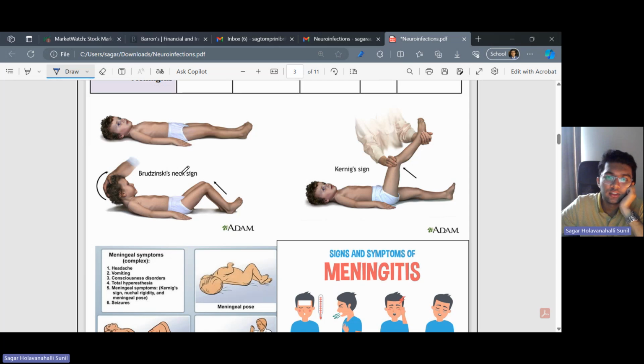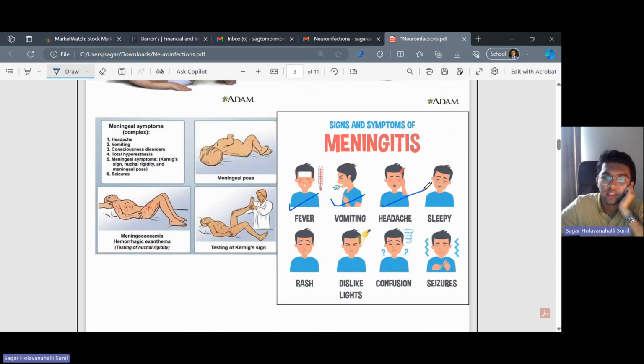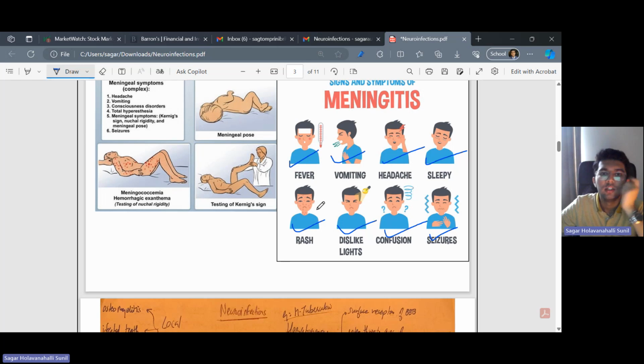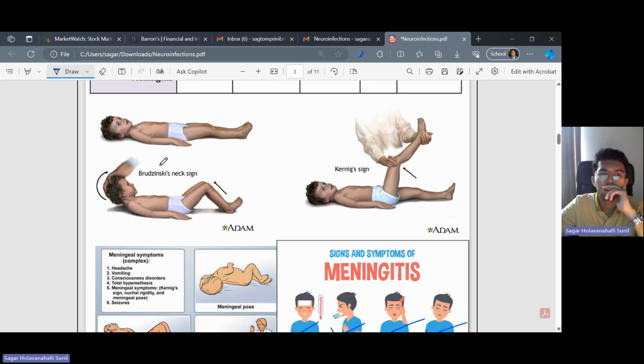So meningitis signs: fever, vomiting, headache, drowsiness, lethargy, seizures if the cerebrum is getting affected, confusion, again systemic signs of inflammation. And photophobia. There can be rashes depending on the agent. For example, I think in Neisseria meningitidis, you can have rashes, even in Neisseria gonorrhoeae causing meningitis. Now you have some signs. Always remember Kernig's and Brudzinski's sign.